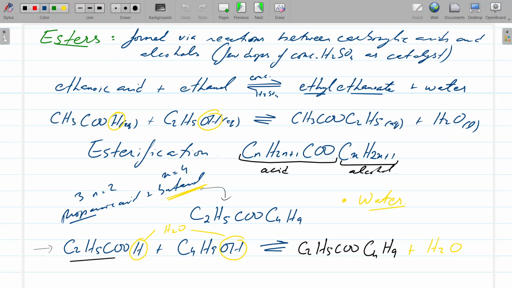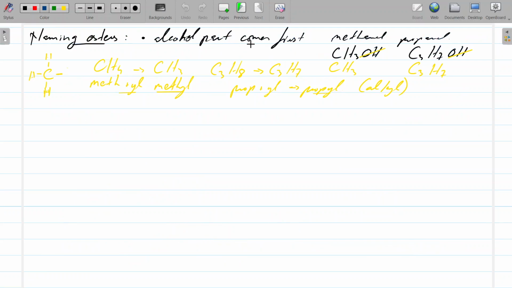Can you please repeat that again? When naming esters, the alcohol part comes first. It comes named like an alkyl, so methyl or propyl, however that's pronounced. YL will come first.